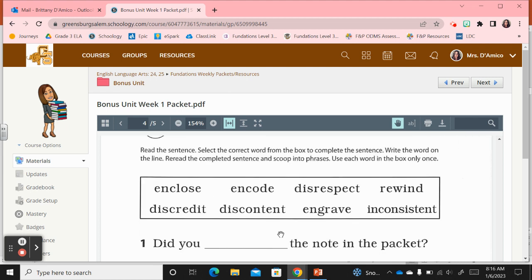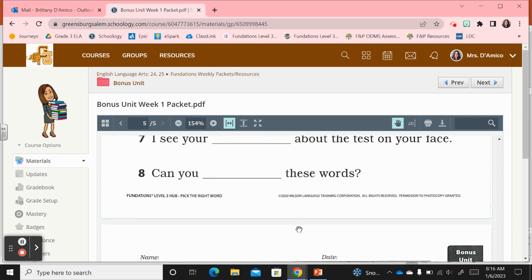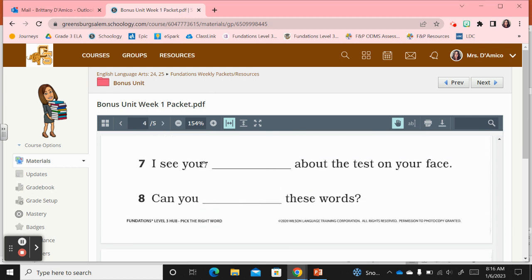If you're not happy with it, like I say, please don't wake the baby. Please don't mess with the baby. She's being very content. That means she's being pleasant or happy. But if you're not happy with the test, that means you are discontent. So I believe number 7, I see you are, and look, that's really an error. I see your discontent about the test on your face. Never mind, it's fine. I see your discontent about the test on your face, meaning you're not happy. You have an unhappy look on your face.